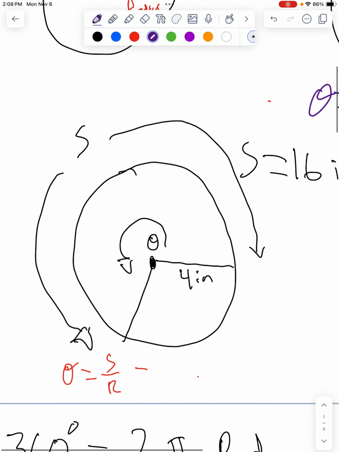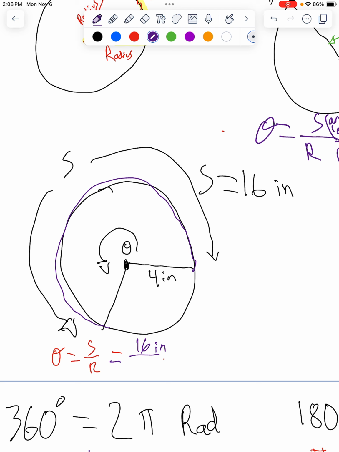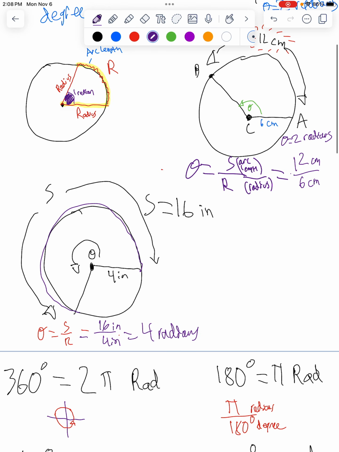Another example, setting it up. S, which is my arc length, traveling this way around my circle, is 16, and my radius is 4 inches. So I set it up: 16 inches over 4 inches. That's going to give me an answer of 4 radians.